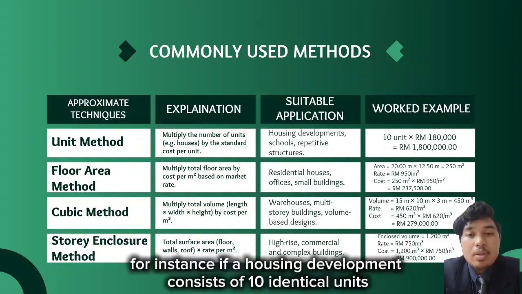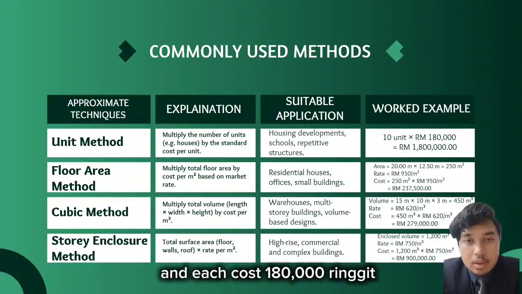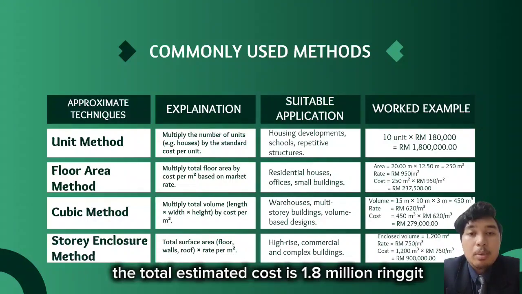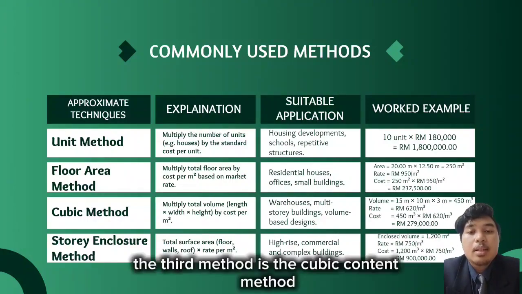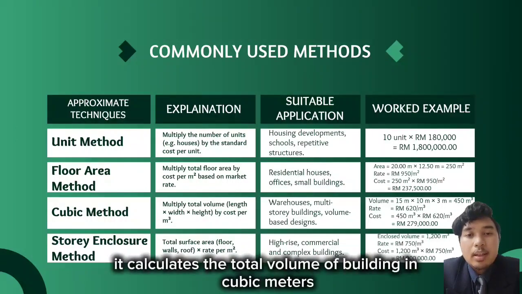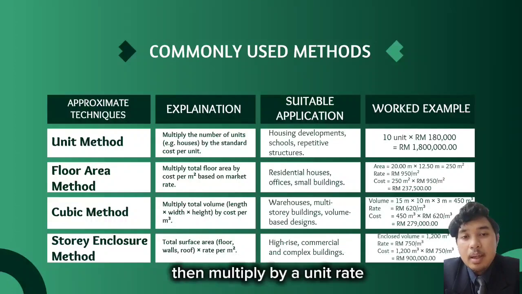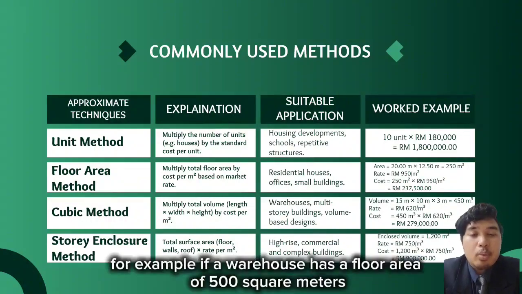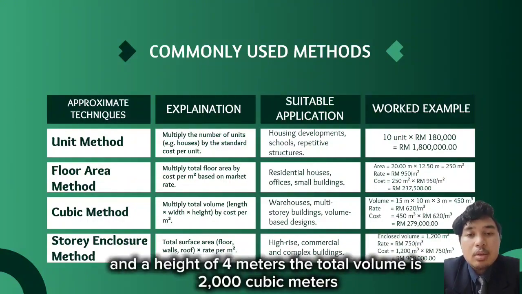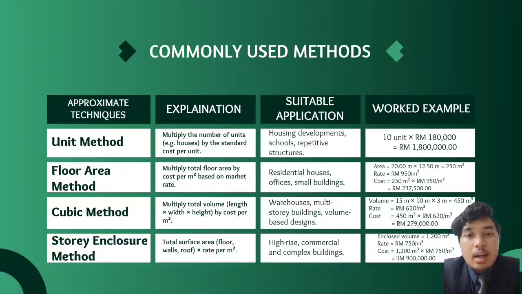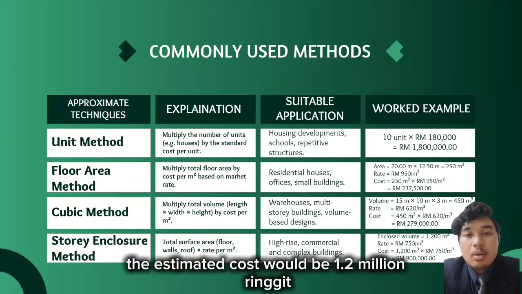For instance, if a housing development consists of 10 identical units and each costs 180,000 ringgit, the total estimated cost is 1.8 million ringgit. The third method is the cubic content method. It calculates the total volume of the building in cubic meters and multiplies it by a unit rate. For example, if a warehouse has a floor area of 500 square meters and a height of 4 meters, the total volume is 2,000 cubic meters. At 300 ringgit per cubic meter, the estimated cost would be 1.2 million ringgit.